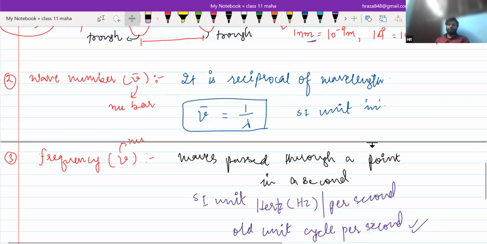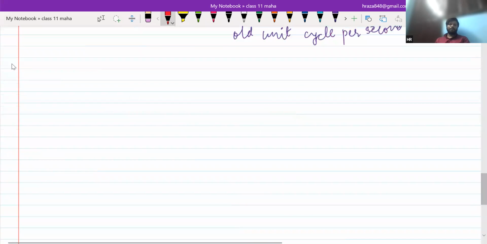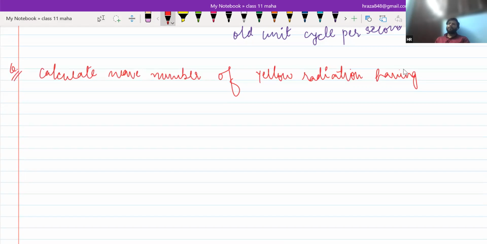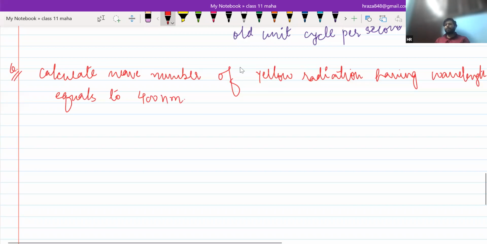Now I'm going to give you a question. Calculate the wave number of yellow radiation having wavelength equal to 400 nanometers. The wavelength is given, we need to calculate the wave number. Can you do this?